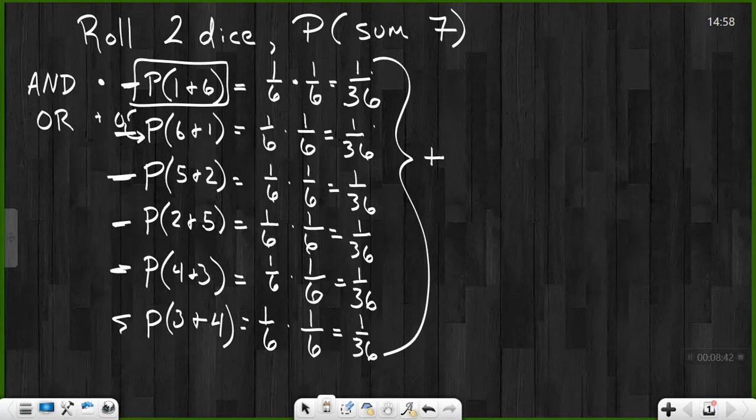Well, that's 1, 2, 3, 4, 5, 6. That's 6 out of our 36 options. All right, that can reduce down to 1/6 altogether. So that's the way to do it with fractions, but that's a lot of work.